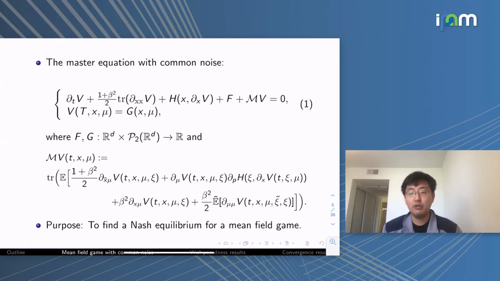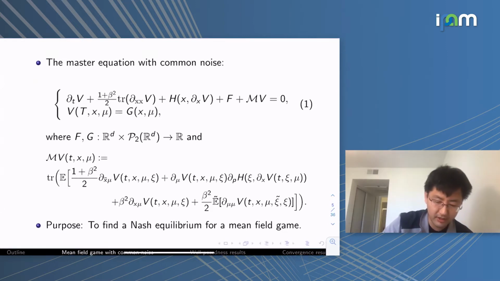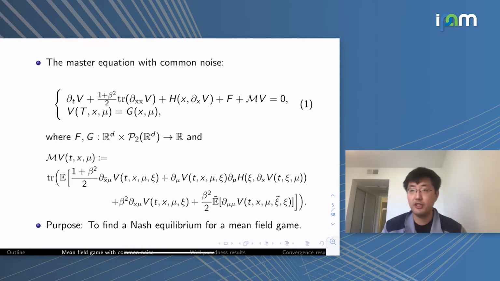Now let me briefly talk about what this master equation is. It satisfies this terminal condition first, and we consider it on the domain R^d, which is non-compact, for arbitrary dimension. P2 means the set of probability measures with finite second moment, mapping to R. F and G, I will call them later, are just the coefficients corresponding to this master equation. And we consider a general Hamiltonian here.